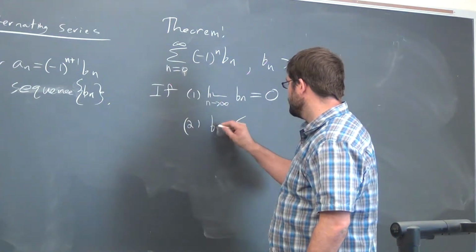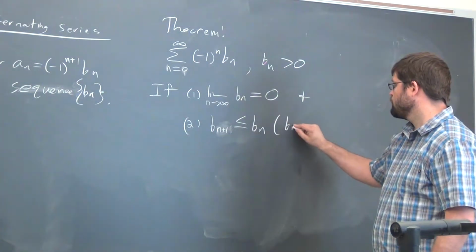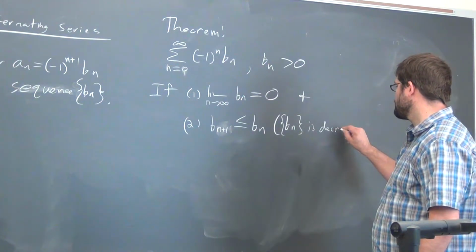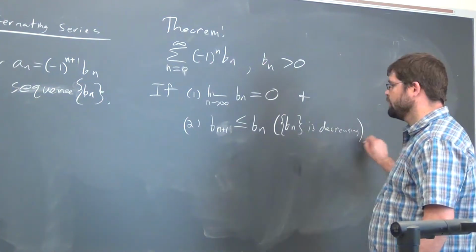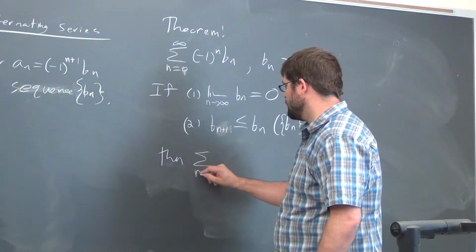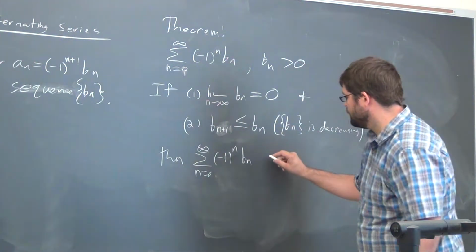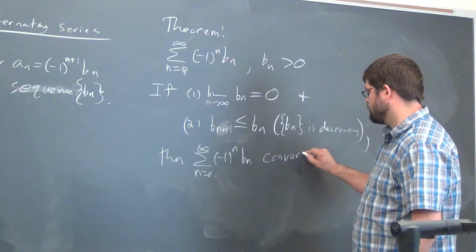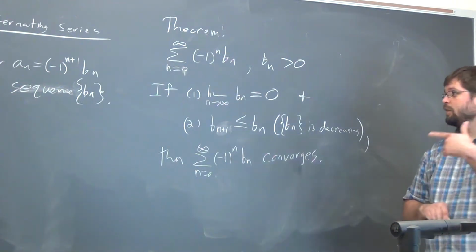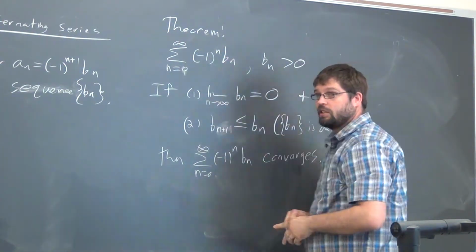Let's write it this way. B sub n plus 1 is less than or equal to b sub n. So that's the sequence, b sub n is decreasing. Okay, so if all of this is true, then the series with the negative 1 to the n in there converges. So if you have a decreasing sequence whose limit is 0, and then you alternate it instead of just keeping it by itself, it forces it to always converge.